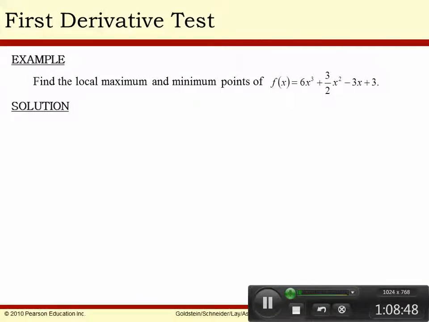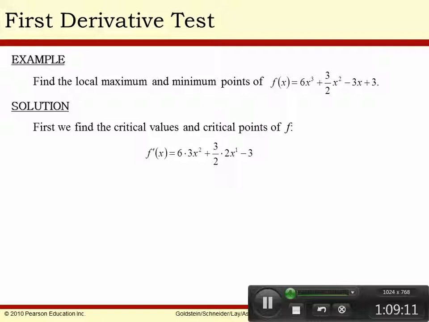All right, find the local maximum and minimum points of this one. There are a couple of ways we can do this, but all we know is the first derivative. So we're going to start by taking the first derivative to find the critical points. We just use the power rule, and we get f prime of x. Next we're going to set f prime of x equal to 0, and when we do, we find the critical points.